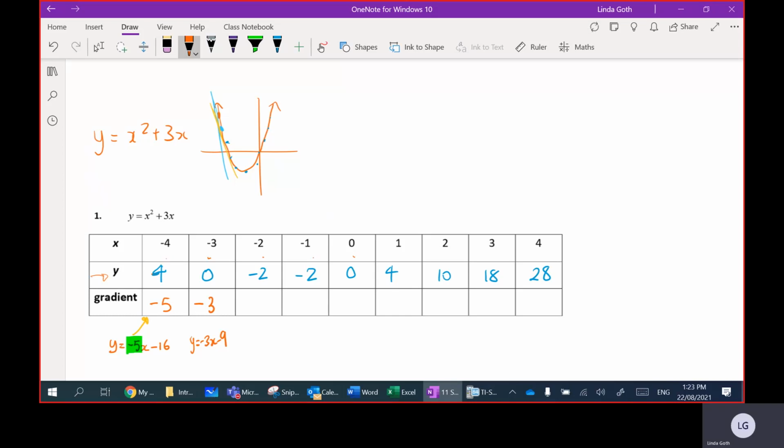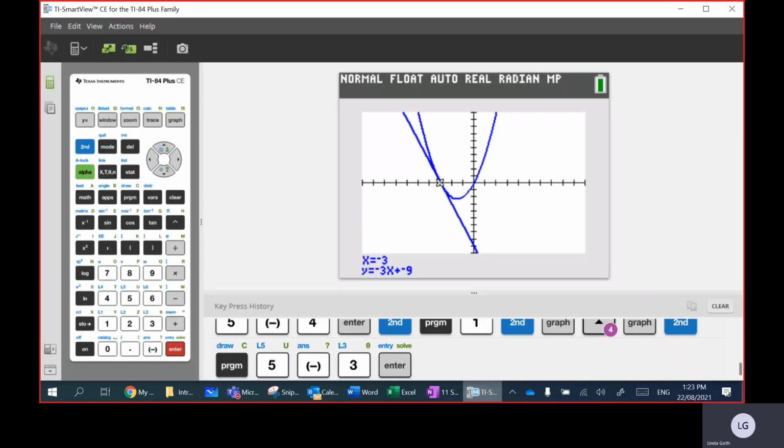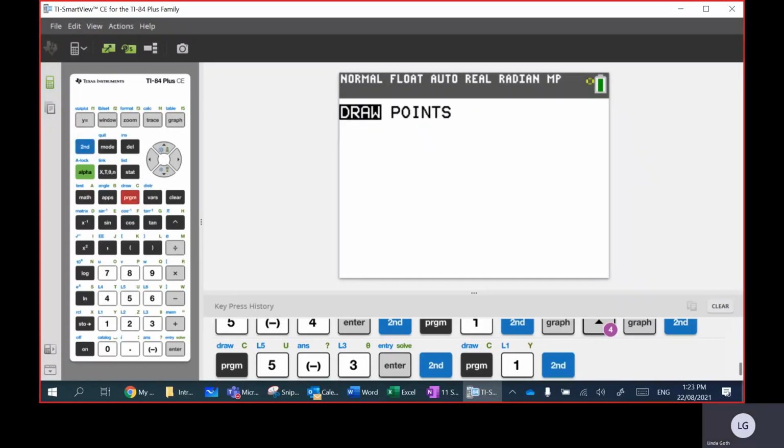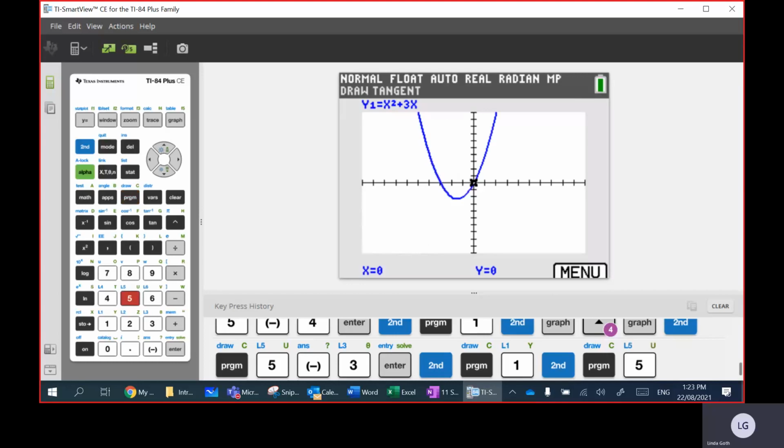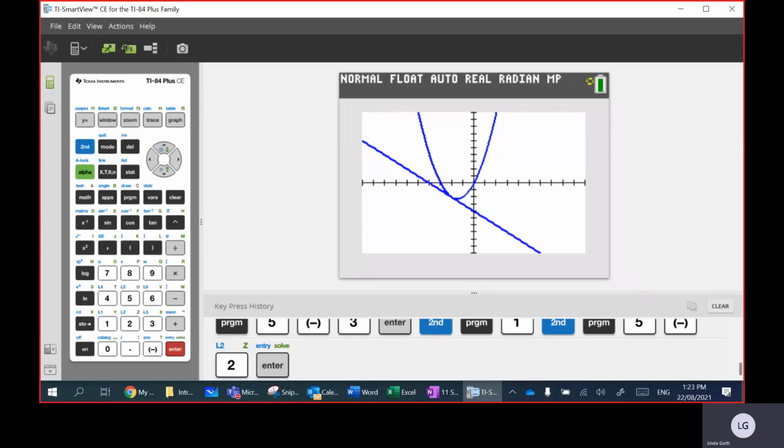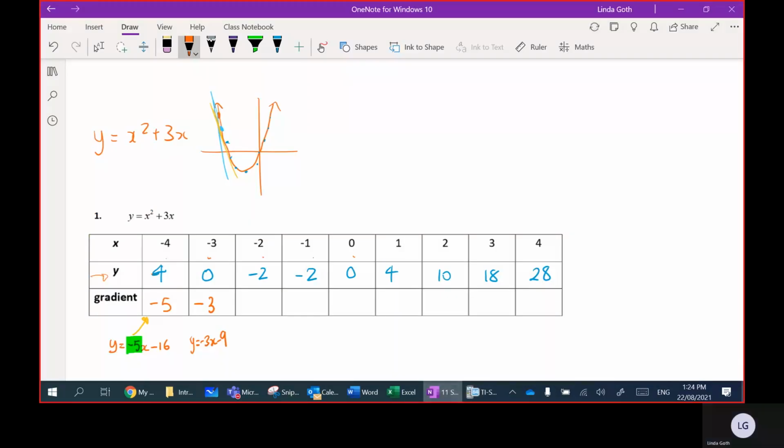I will do one more with you and then I'm going to leave you on your own. So the next point I'm interested in is, what is the gradient of the tangent when x equals minus 2? So I'll go back here, I'll get rid of that line that I drew, so second draw, clear line, and now I'm going to do second draw. This time I'm interested in the tangent when x is equal to minus 2. So here it is. I've got y equals minus x minus 4, and the gradient of that line is minus 1.